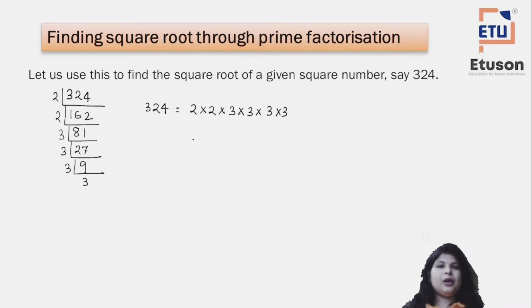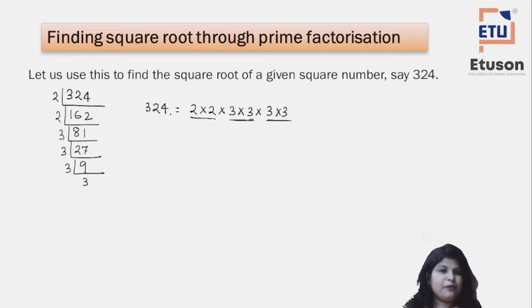After finding the factors, what you have to do is pair all like factors. Like you have to pair 2 with 2, 3 with 3 and 3 with 3. If it is possible to pair all the factors, then definitely the number you have taken will be a perfect square. So in this case, just check. You have 2, another 2, and you could pair it. 3, another 3, it is paired. 3, another 3, it is paired. So all the factors you could pair.